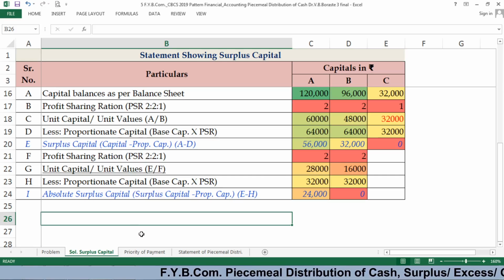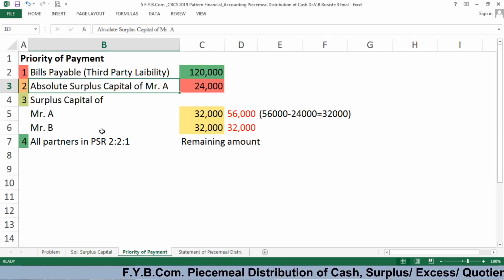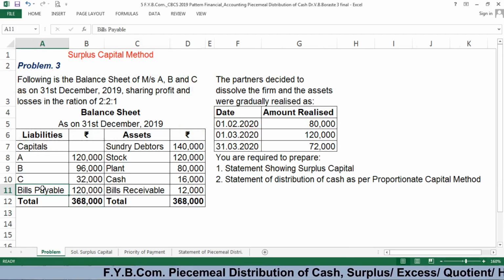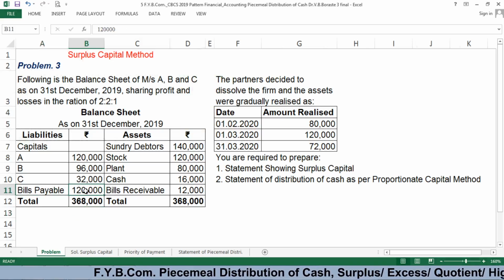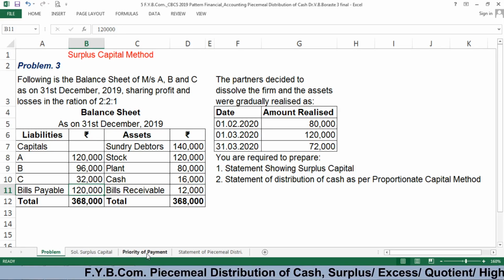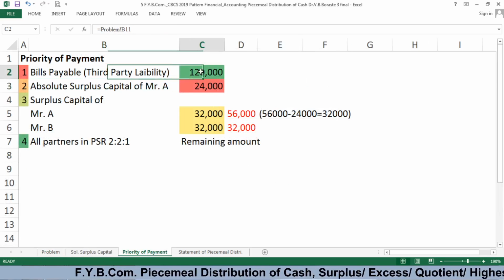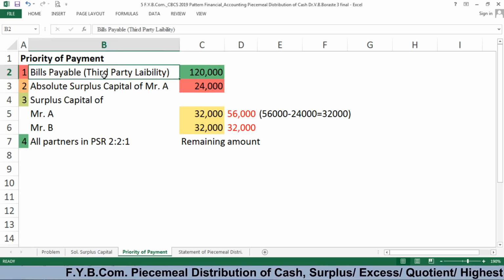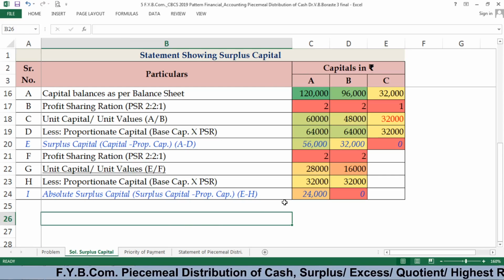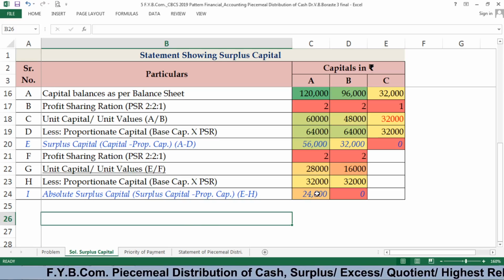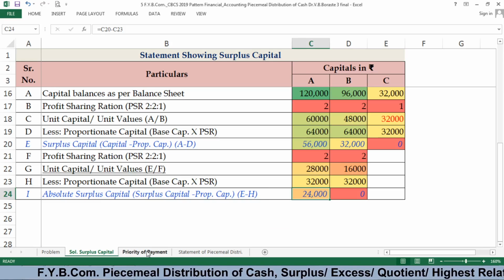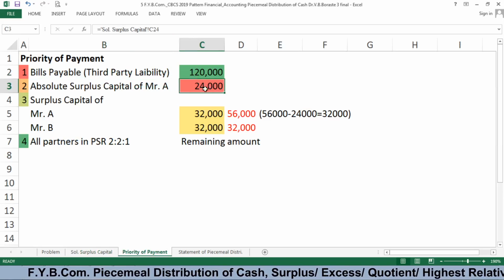Now just turn to the priority of payment. As you know, piecemeal distribution is a payment to liability holders. So we have a liability of bills payable. You can see in the example bills payable and capital. So the third party is only one liability, that is bills payable. So first we have to pay bills payable, that is 1,24,000. After the payment of bills payable, we can pay an amount to Mr. A, that is 24,000. So the second number in the priority is 24,000.